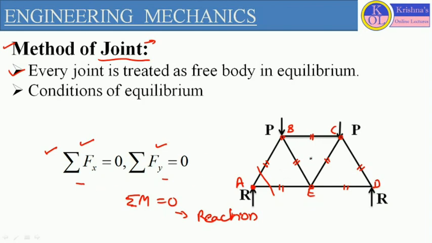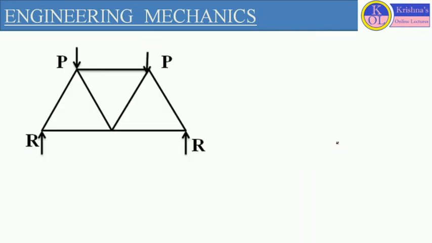Now how will we use this method of joints for the force analysis? For example, here we have the same diagram. Let's take this joint A. At this joint A, how many members are connected and how many forces do we have to define? The first member is AB, so at this member we will consider force FAB. With joint A, another member is connected, that is AE, so at this member we will consider force FAE.